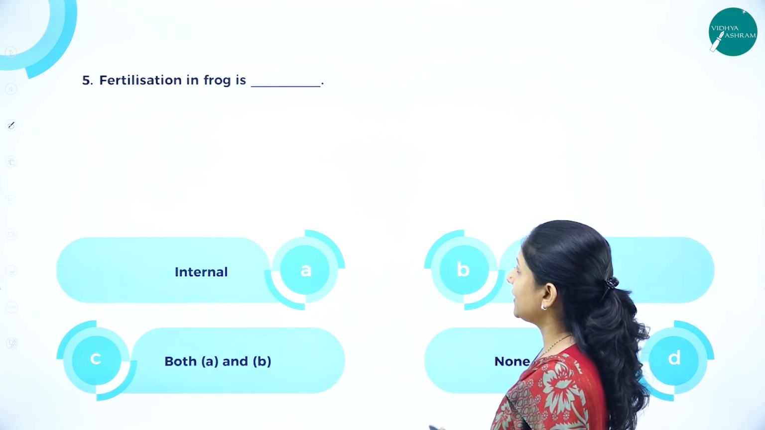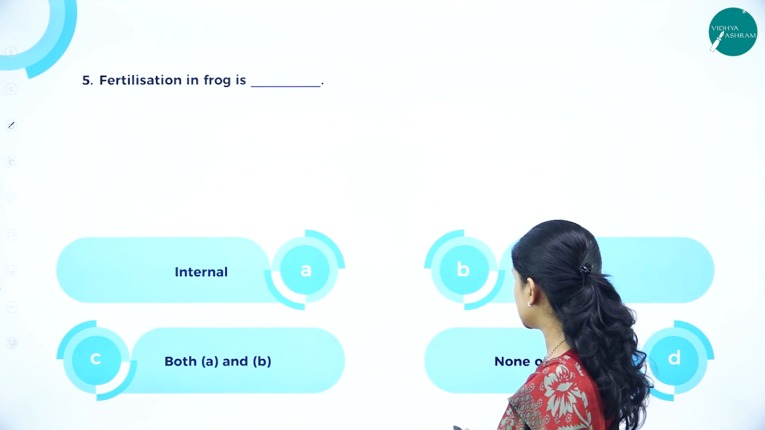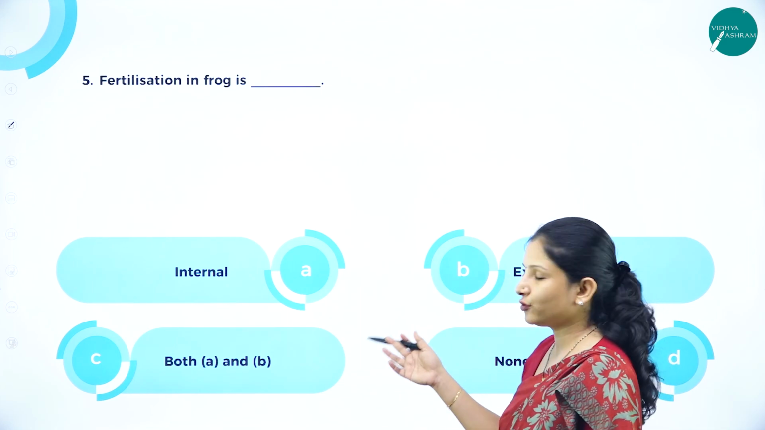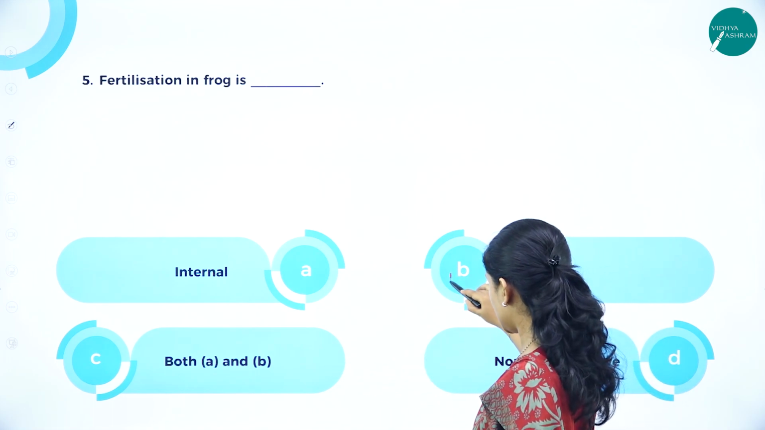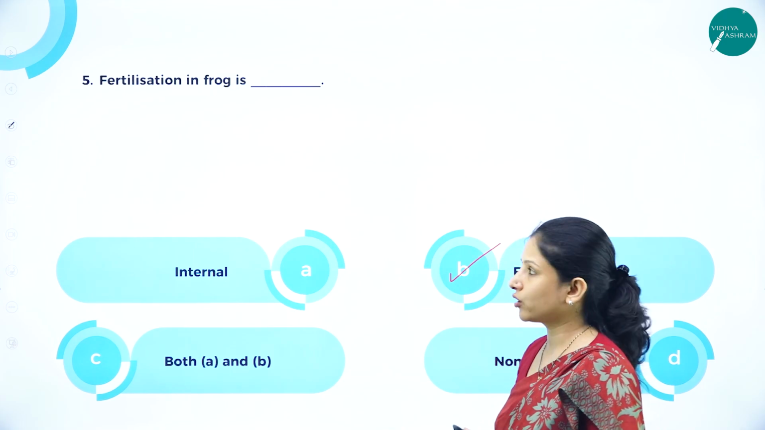Next question. Fertilization in frog is internal, external, both internal and external, that is both A and B, or none of the above. Fertilization is actually external, wherein it takes place in water.